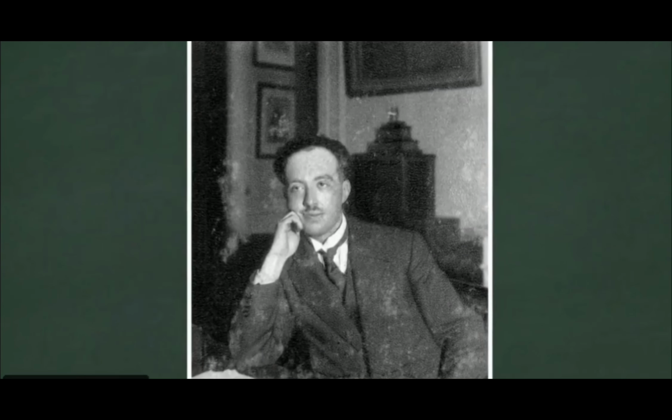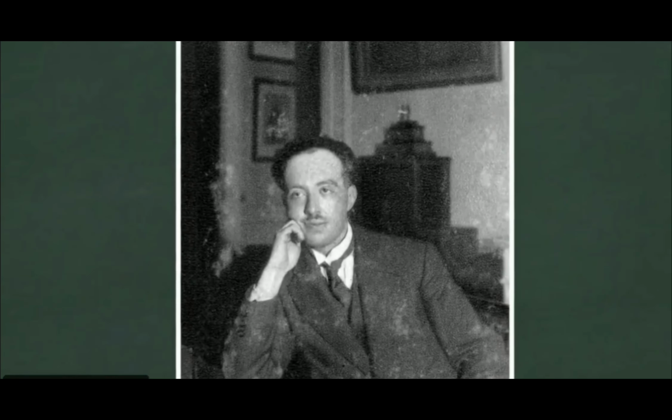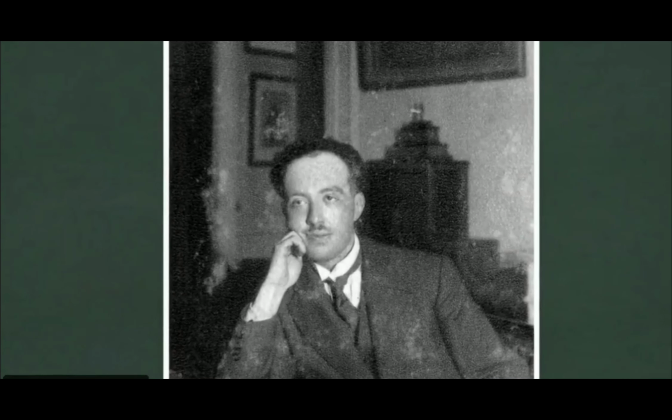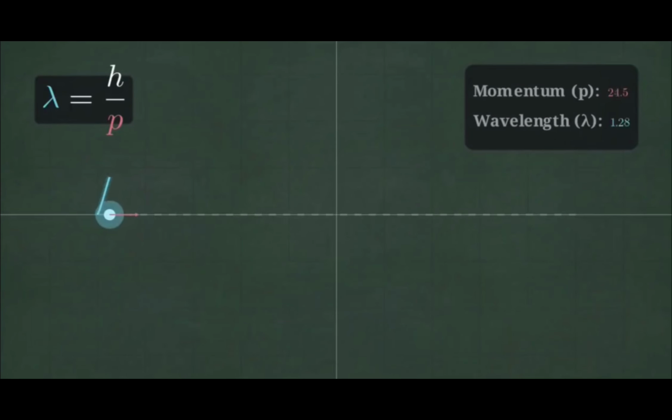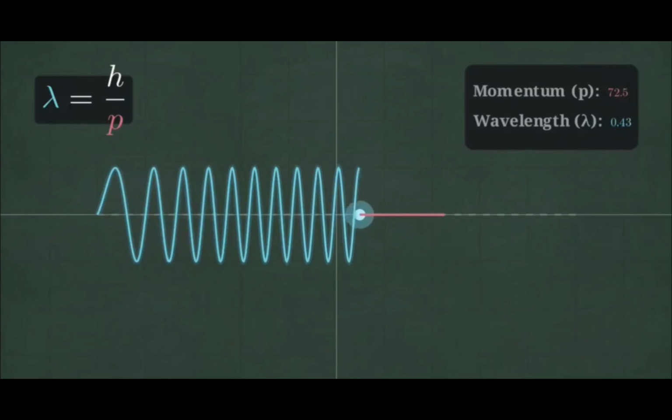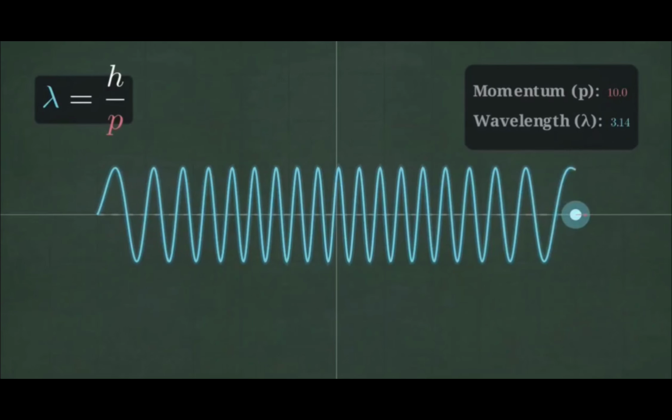In 1924, French physicist Louis de Broglie proposed that the physical matter making up our universe inherently exhibits wave-like behavior. He defined a simple mathematical relationship. The physical momentum of any particle dictates its quantum wavelength.